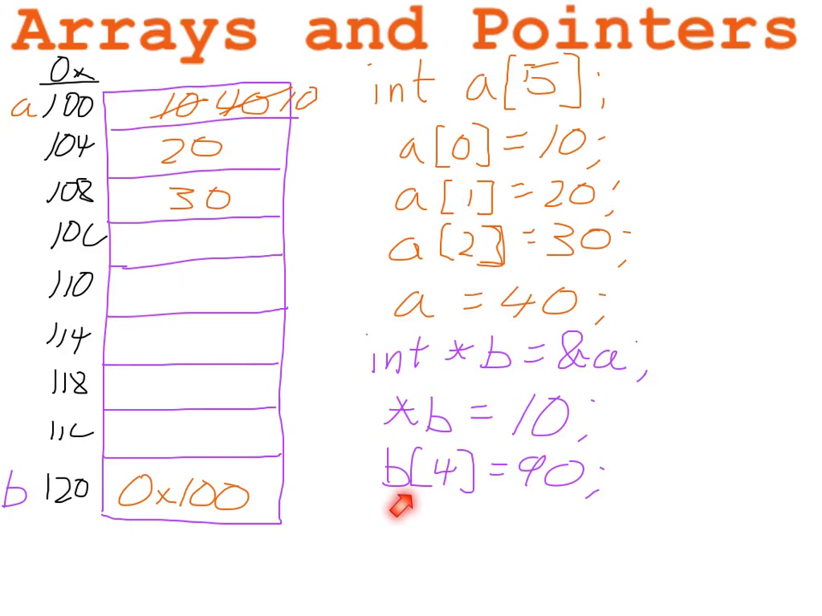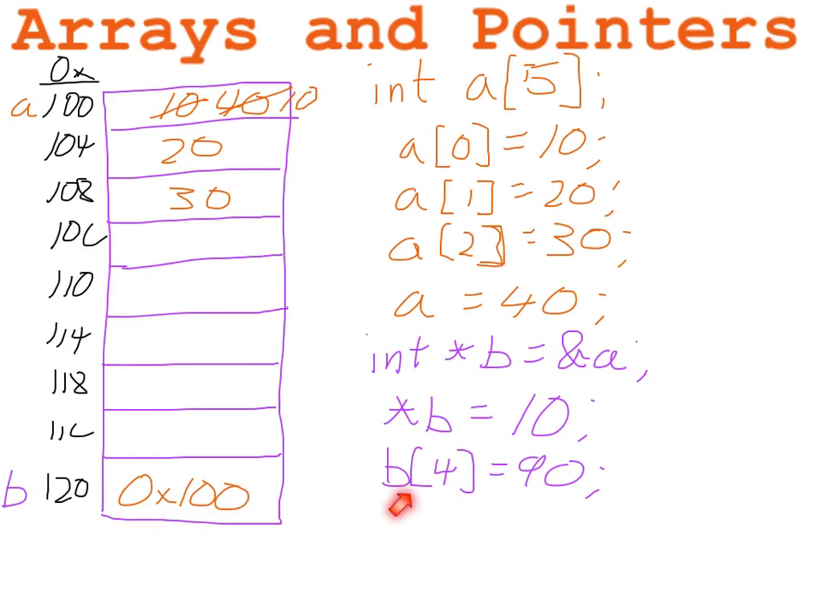So now let's walk through what this instruction is actually doing. Because B is a pointer, B is going to be dereferenced, and then we are going to increment 4 times the size of each element in number of bytes. Each element is an integer. This is an integer pointer. So we're going to increment 16 bytes from where B is pointing. B is pointing to address 100.